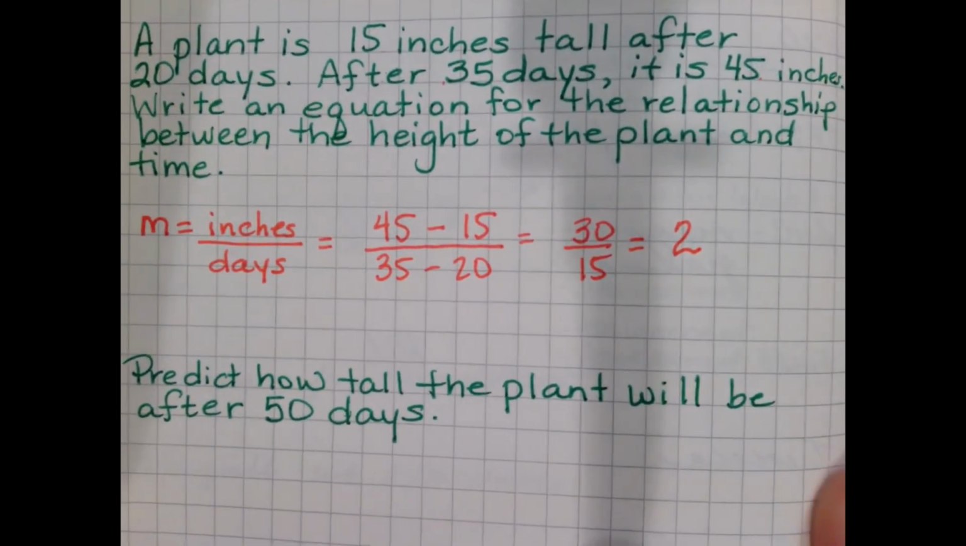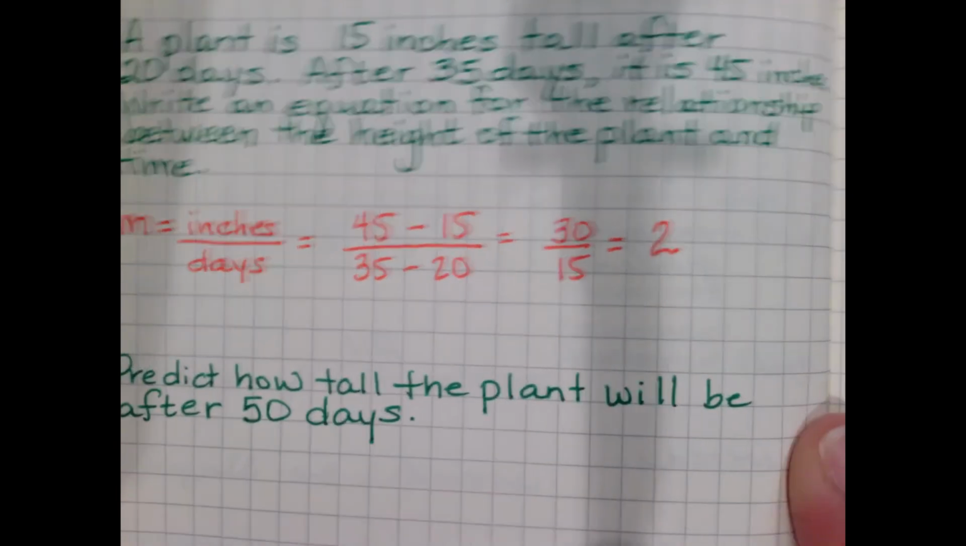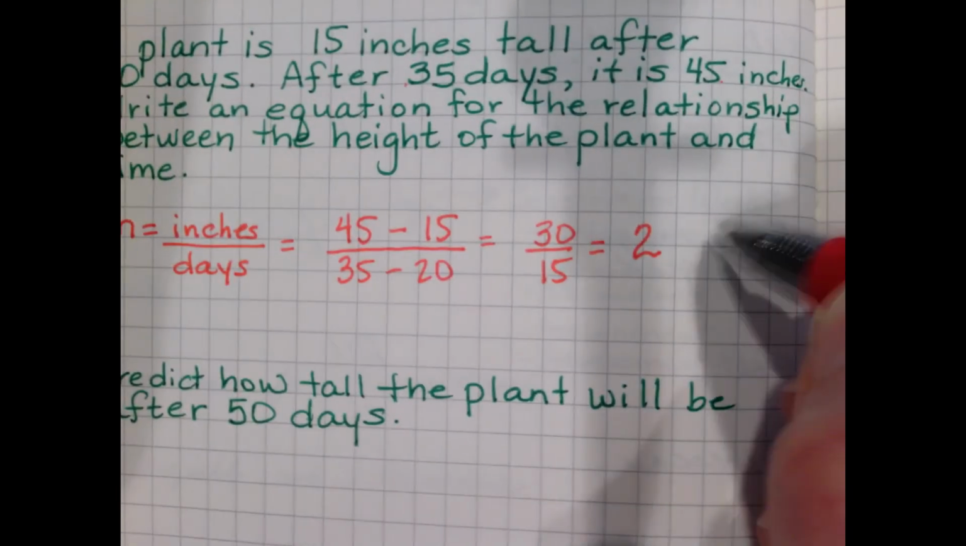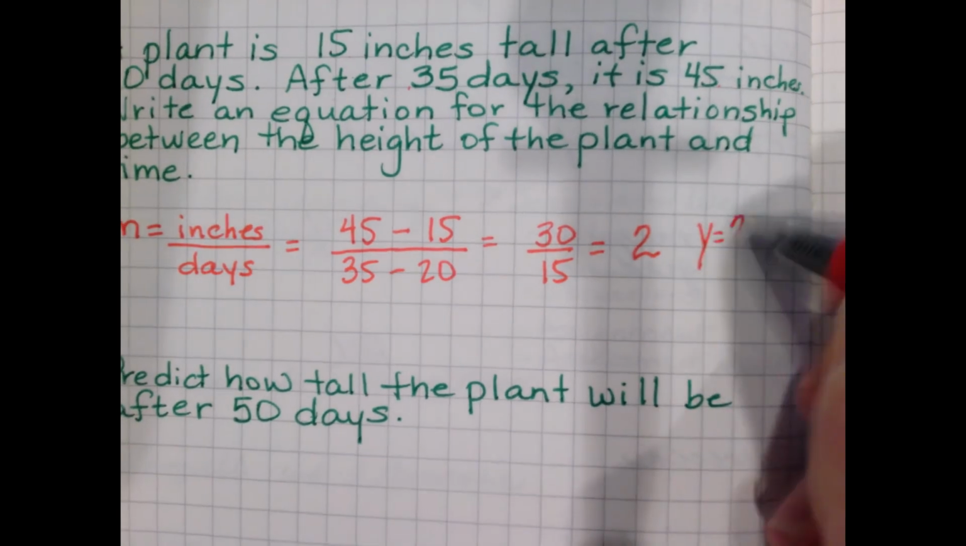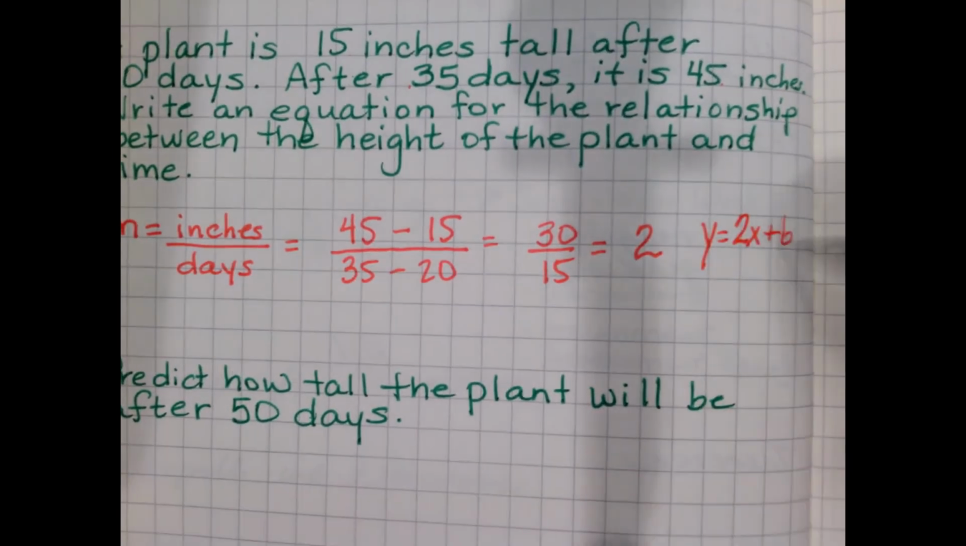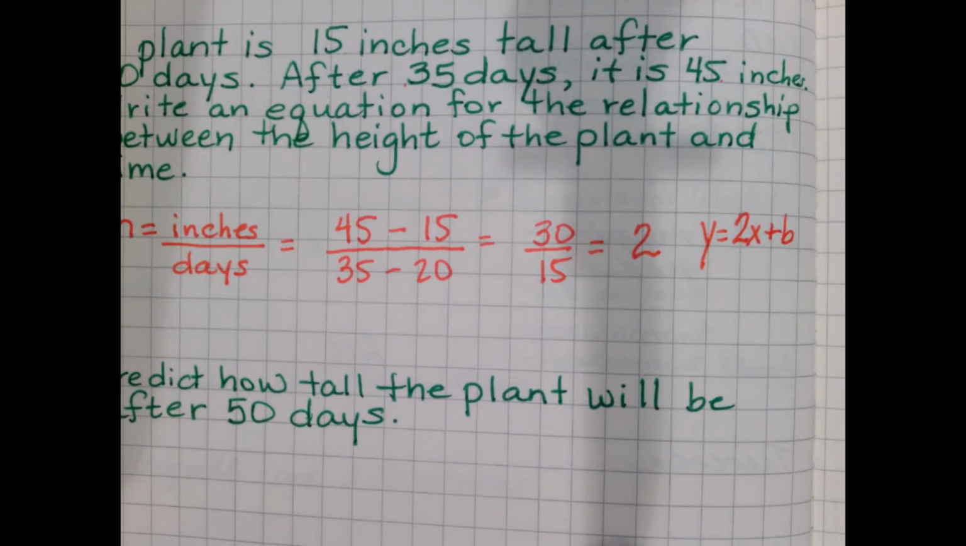Now, that's a huge part of our equation, but it's not everything. So let's write the y equals 2x plus b. That might sound familiar as the slope-intercept form. Now we just have to find b.